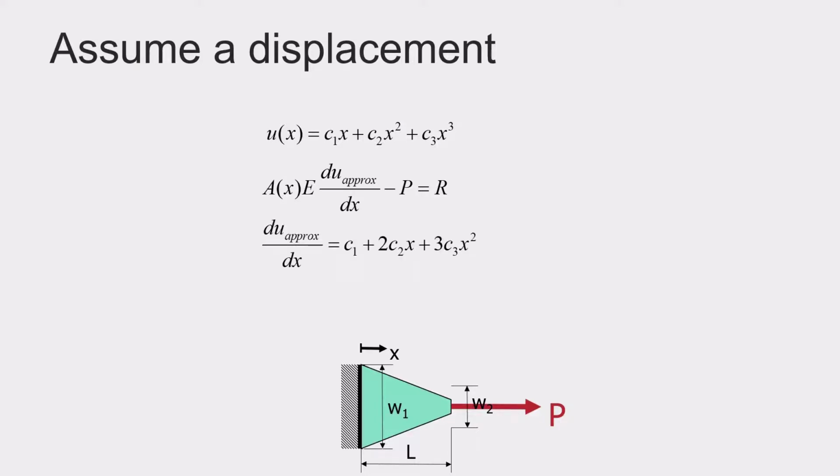Hence, I will start by taking the derivative of the approximate displacement, which gives me c1 plus 2 times c2 times x plus 3 times c3 times x squared. This way I find the residual to be the expression for A, the area, namely W1 plus W2 minus W1 over L times x times E times T times C1 plus 2 times C2x plus 3 times C3x squared minus P.